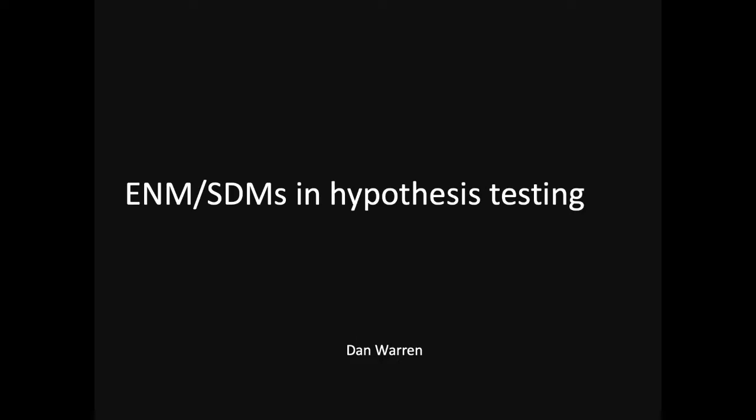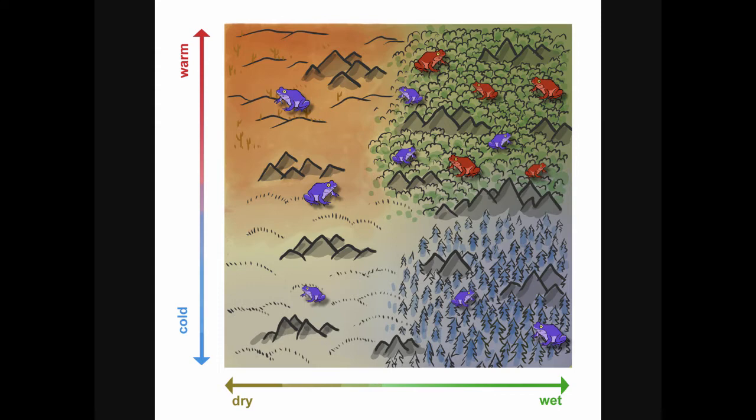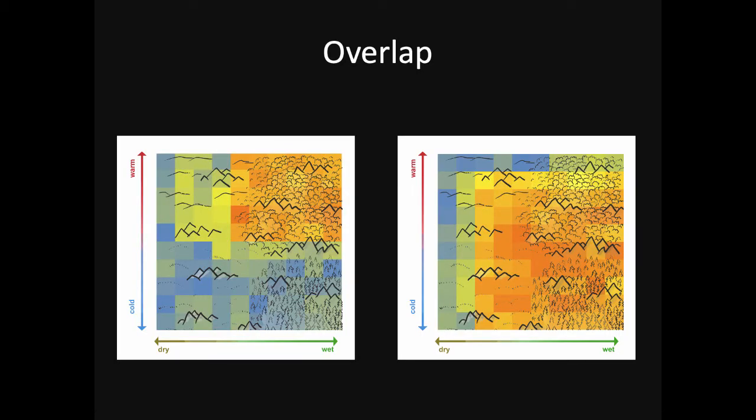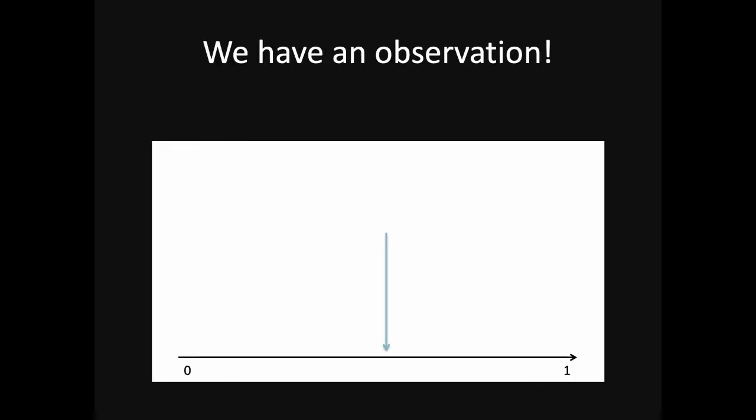Okay, now we're going to talk about using niche models, distribution models, in testing hypotheses about patterns of niche overlap and niche evolution. We already talked about how we measure niche breadth and how we measure niche overlap. So we've got a pair of species, we build models for them, and then we have these metrics where we measure similarity between species, and essentially we want to ask, is there more or less similarity in niche models than we expect by chance?